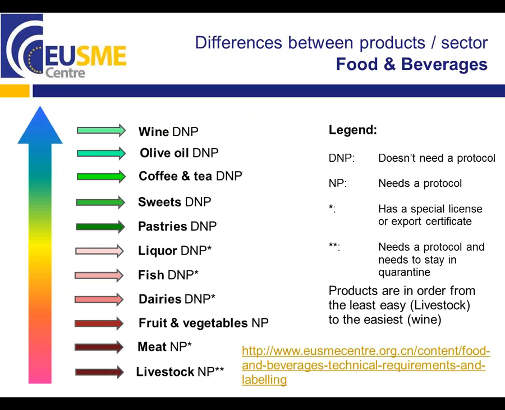And one more issue that we want to see, the differences between products and sectors. All foodstuffs are equally easy to import? Not at all, absolutely. Most of you have indicated other products, so you could be doing sweets, pastries, or olive oil, very commonly. If you're doing that, then you don't need a protocol, and your export would be relatively easy. Only remember the labeling and the additives.